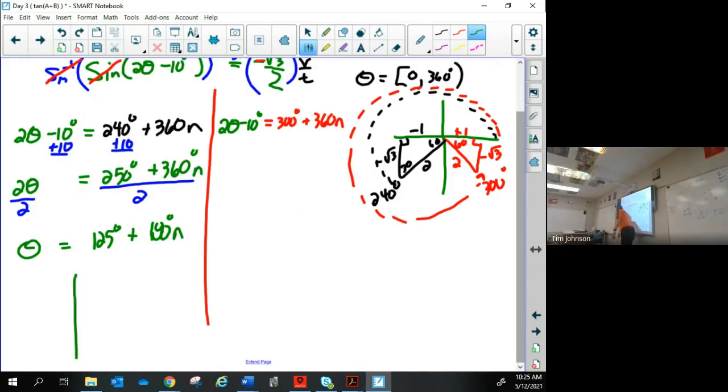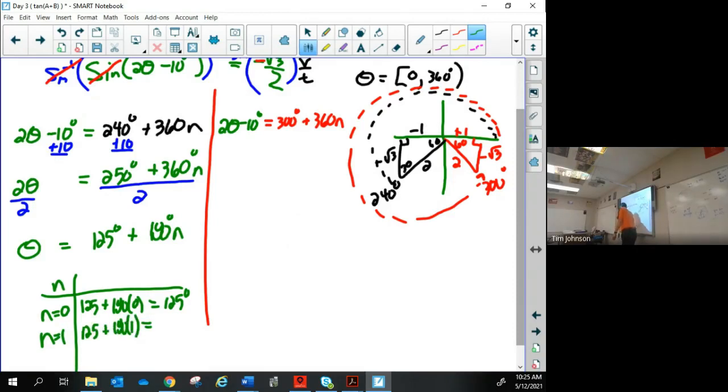All right, now I need my specific solutions. For my specific solution, I plug in 0, and I get 125 degrees. Plug in 1, 125 plus 180 times 1, that's going to give me 305. If I go to 2, I get too far. That's going to give me 485, and I said I wanted between 0 and 360, so that's too much.